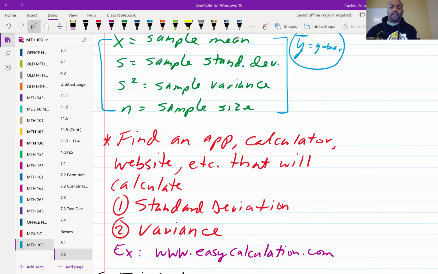One website is easycalculation.com. Come to find out lately, it only works under certain conditions. So I'll show you another one in a second, just giving everybody a chance to write. And most definitely, you don't have to use the one I show you today. I'm just giving you an example of something you can use to find standard deviation and variance.